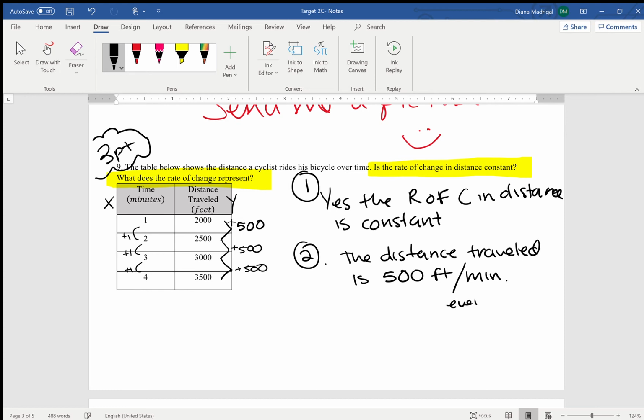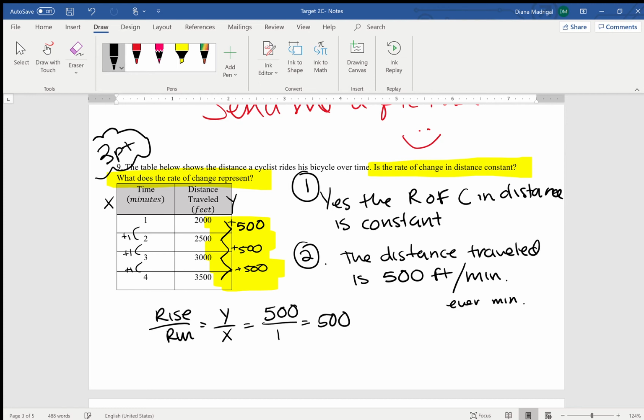Every minute. That's what it means. Okay. So you get your first question by showing me the rate of change. And again, why didn't I just do the equation, right? Rise over run. Y over x. Well, y is 500. X is always 1. So 500 divided by 1 is 500.